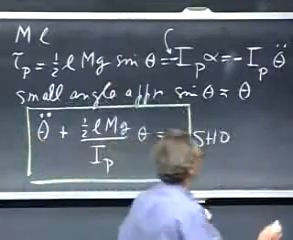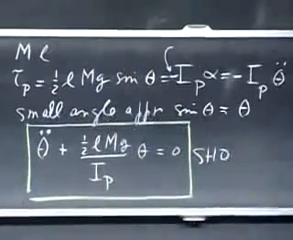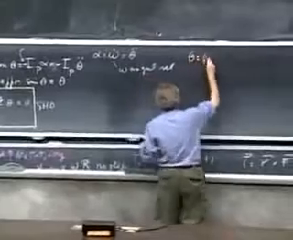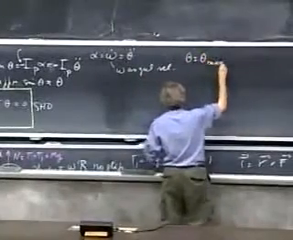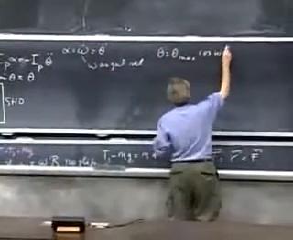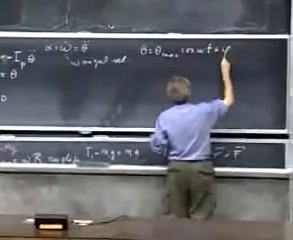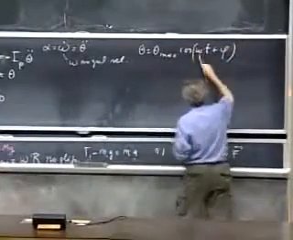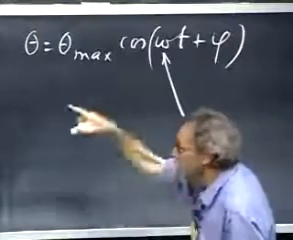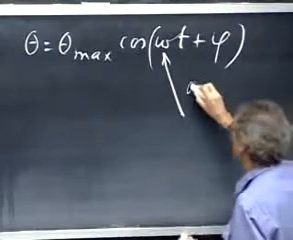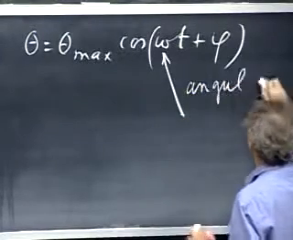And so we must get as a solution that theta is some maximum angle times the cosine of omega t plus or minus phi. This omega has nothing to do with that omega. This is the angular frequency.